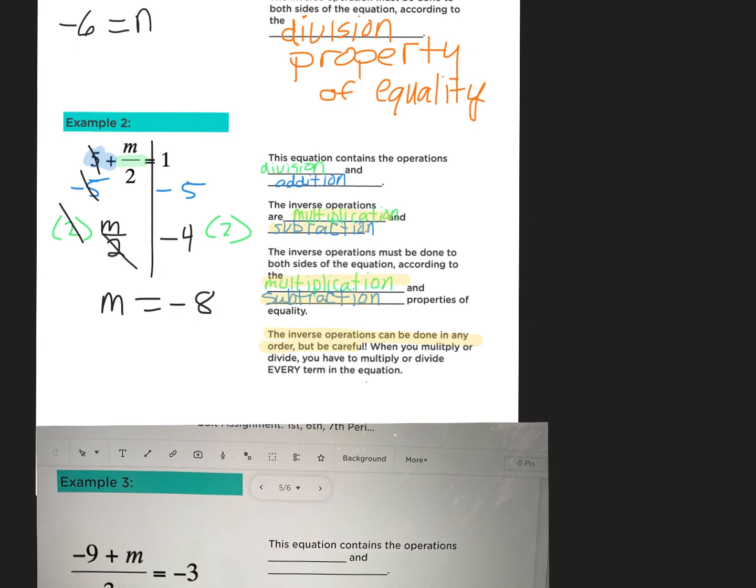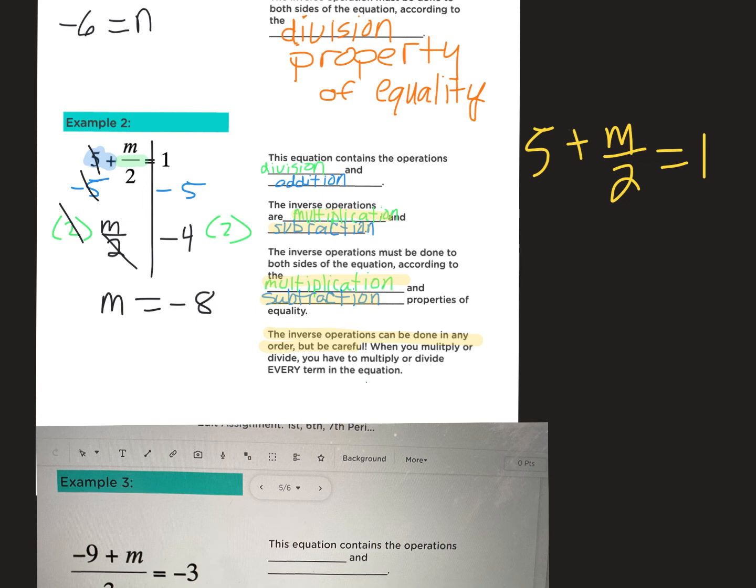I just want to show you that you can get the same answer by doing it correctly or by doing it in a different order. Okay, so I'm going to rewrite it over here, but I'm going to show you how you can solve the same equation by doing it in a different order, but still get the same answer.